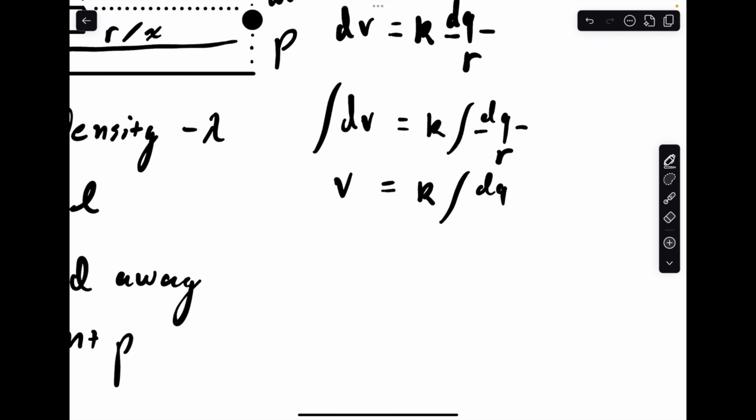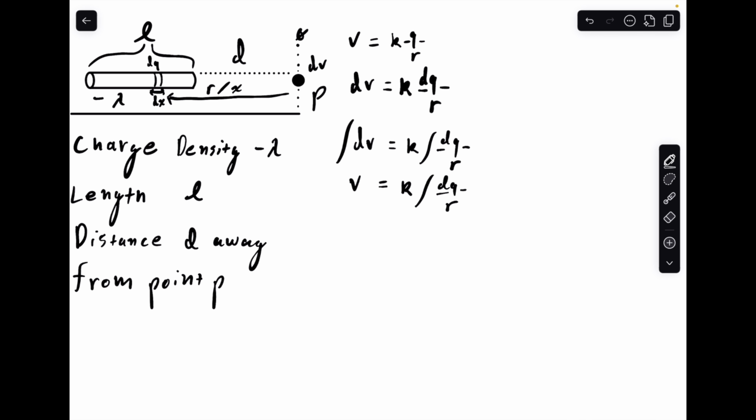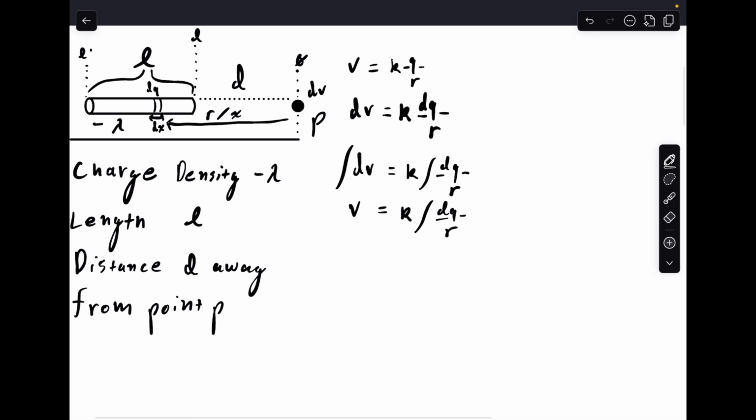integral dq over r. But now we want to think, well, what dq's are we summing up from where to where? Because we do need bounds of integration to complete this. So we have to think, from where to where am I going to sum up these little dq's? And like last time, if you saw the video, we know that we encounter the first dq at x equals d, and the next dq we're going to encounter at x equals L plus d.